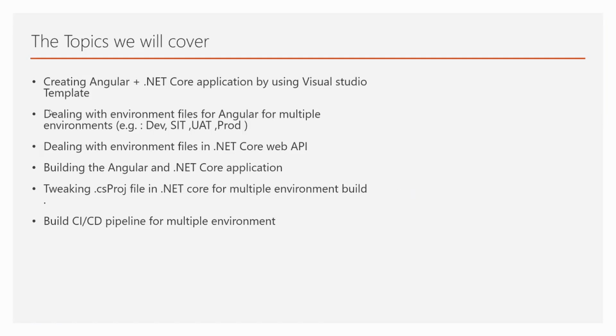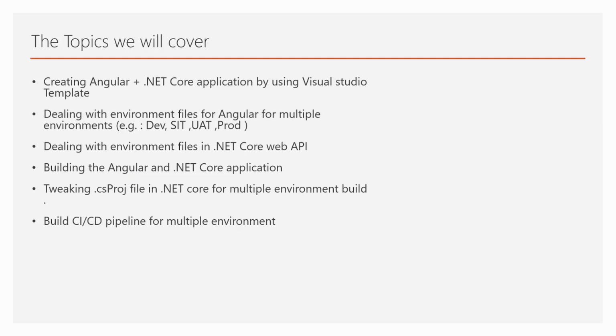So the agenda of the topic we will be covering is: we will create the Angular .NET Core application using the Visual Studio template. Then we will create the dev and SIT, UAT pipelines environments. Then we will go for the environment files in Angular as well as .NET Core Web API. Then we will try to build the Angular and .NET Core Web API separately. Then we will go for the .csproj file. If you are coming from a Microsoft stack background, you must know what .csproj means. This actually has the code which will do some tasks before or after the build process, right? Then after that, we will go for the CI/CD for multiple environments.